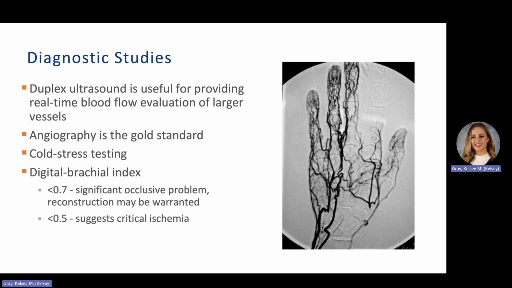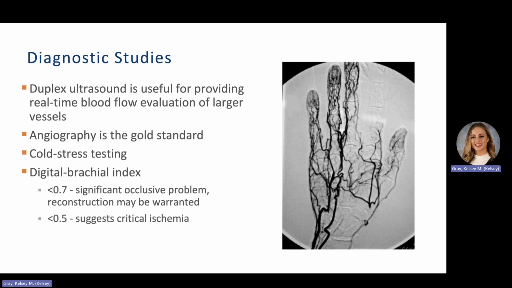Diagnostic studies include duplex ultrasound, which is useful for providing real-time blood flow evaluation of larger vessels. Angiography is the gold standard, either CTA or MRA. Angiography also permits concomitant interventional procedures such as thrombolytic delivery or thrombectomy. MRA has several advantages over traditional contrast angiography. It limits the patient's exposure to harmful radiation and reduces the risk of nephrotoxicity and allergic reaction to contrast agent.